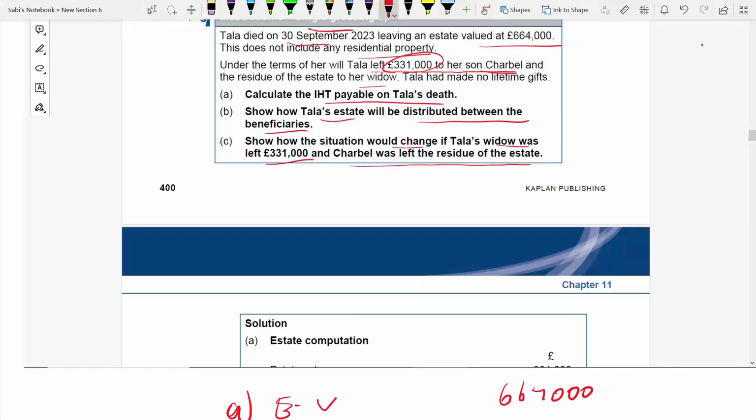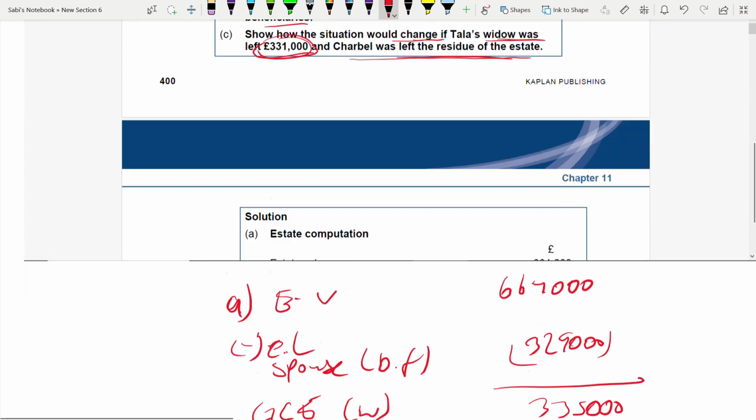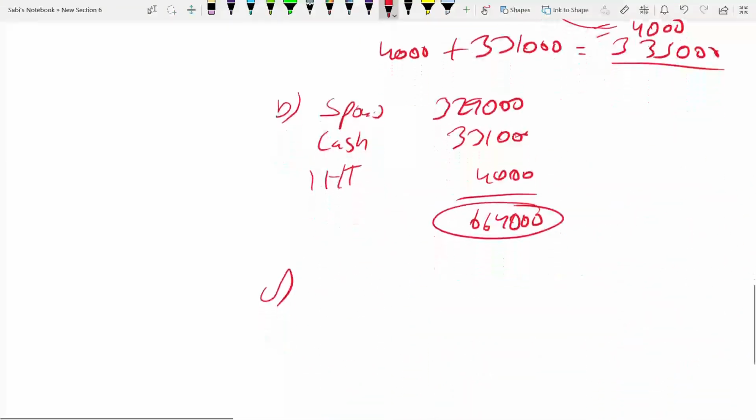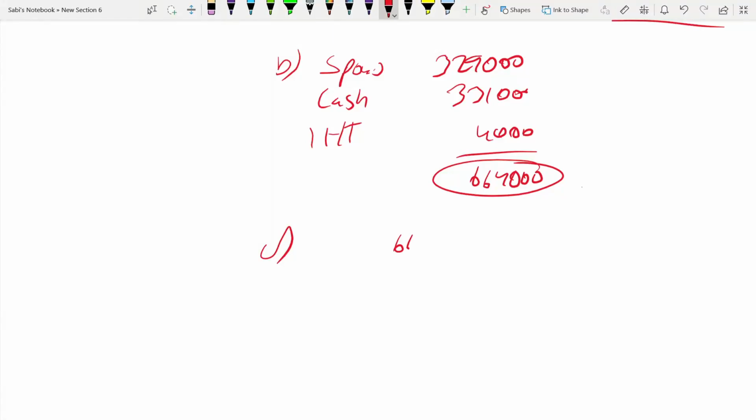Show how the situation would change if the widow was left this much and the chargeable person was left the residue of the estate. Here single grossing up will not come because it is left to a chargeable person. This is the exam legacy. Now we'll show. This is the normal situation. See. So estate value is 664.